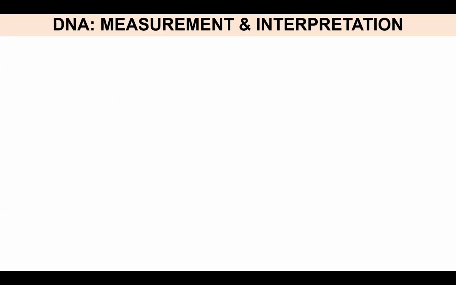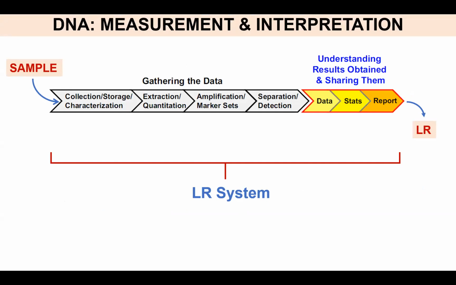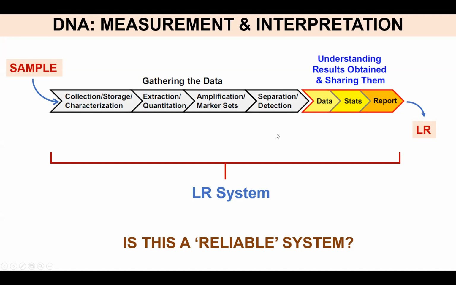So we use the term LR system to refer to the entire pipeline, starting from sample acquisition to producing a value of evidence statistic such as LR. And the question is, is this a reliable system? Now, why are we interested in this? Well, obvious reasons. Anything that is regarded as scientific must have some level of reliability associated with it. Also, from a legal perspective, the courts do care that information given to the court is reliable.